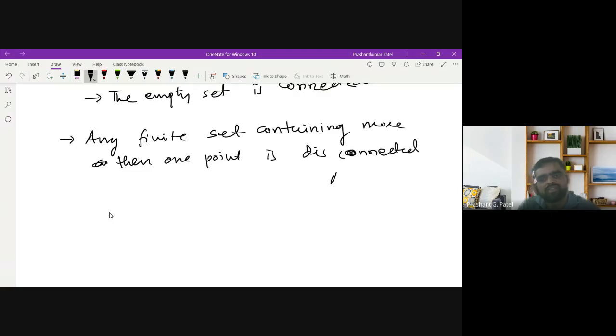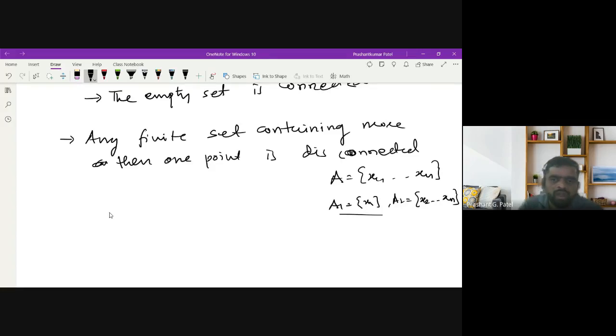That is easily seen. Suppose the set is x1, x2 up to xn, then you can define a set A1 as x1 and A2 as all the others, x2 up to xn. And then you verify all the three conditions for this A1 and A2, which is easy to check. So I can give you this as an exercise to do yourself. Prove this statement that every finite set containing more than one point is disconnected.